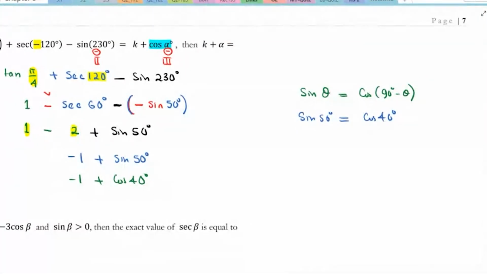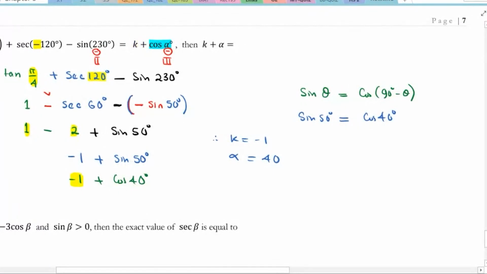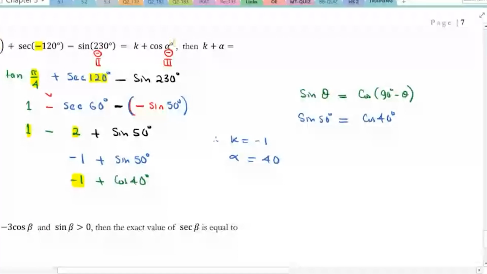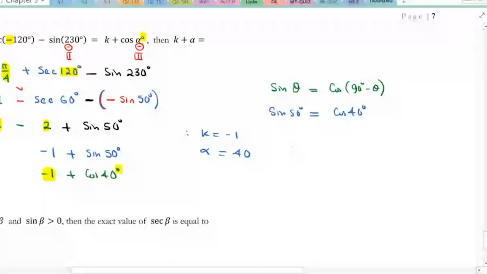So if we compare now, you will agree with me that k will be equal to minus 1. So therefore, k is equal to minus 1. And then alpha is going to be equal to 40. Of course, it is supposed to be 40 degrees, but you can see there is already a degree here, and there is a degree here. So that means alpha is going to be equal to 40. Now, the question says, what is going to be k plus alpha? Therefore, k plus alpha will be equal to 39.